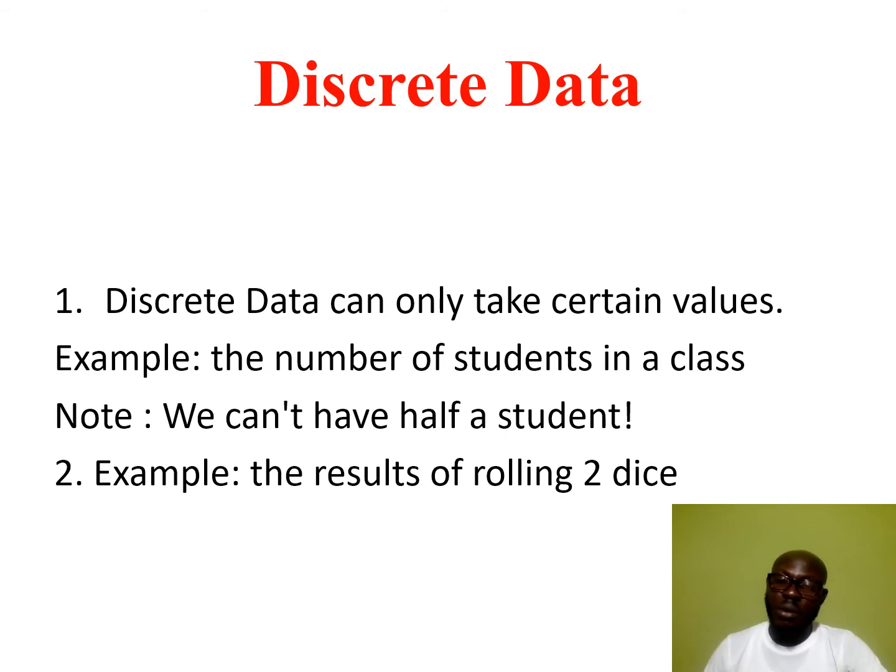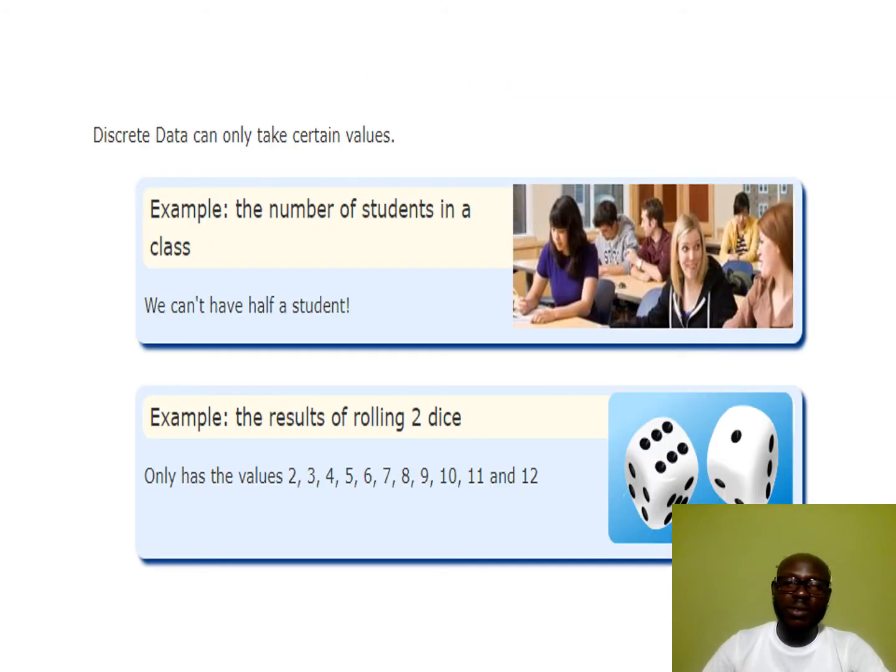An example again, the result of rolling 2 dice. What are the faces that will show up? Good. So this is an example, as you see it on the screen. The number of students in a class. So here we are not talking about half of students in a class, no. And the result of rolling 2 dice. It only has the values of 2, 3, 4, 5, 6, 7, 8, 9, 10, 11, and 12. That becomes discrete data. It deals with counting.